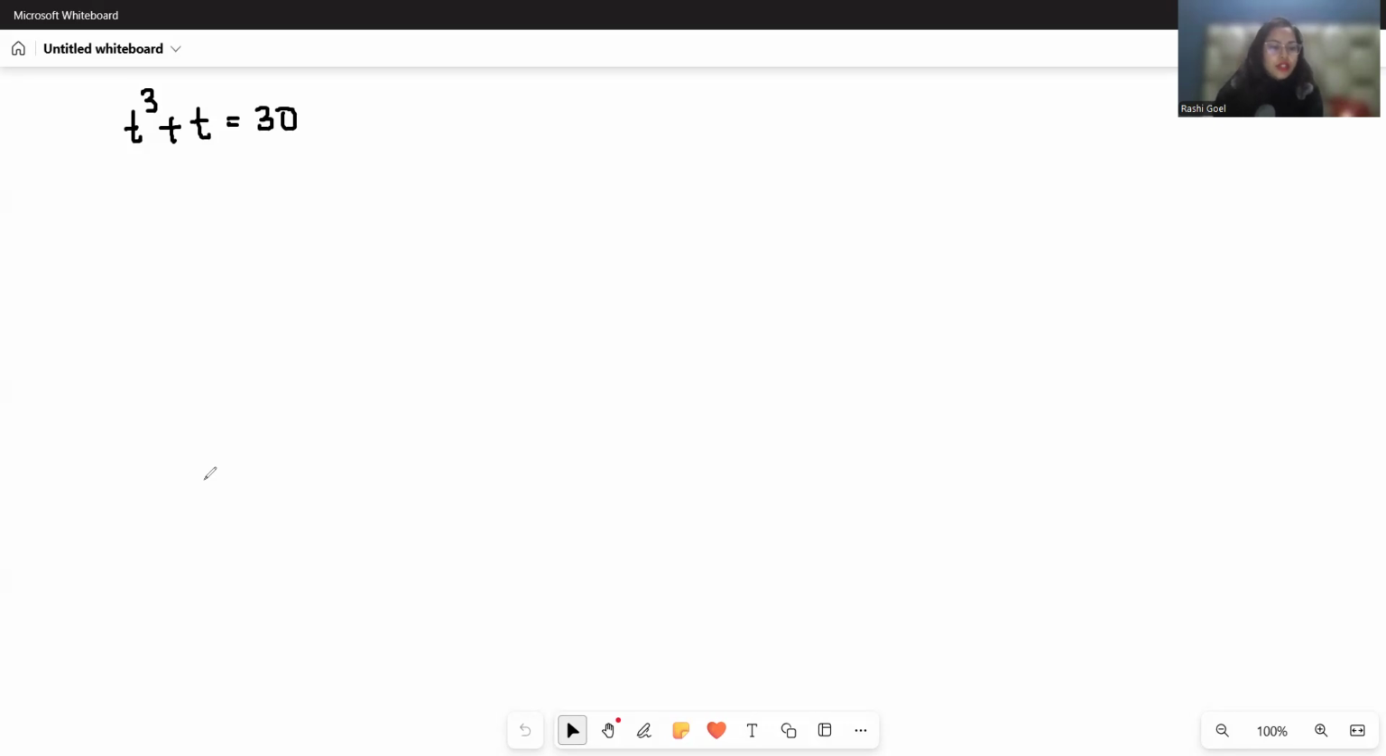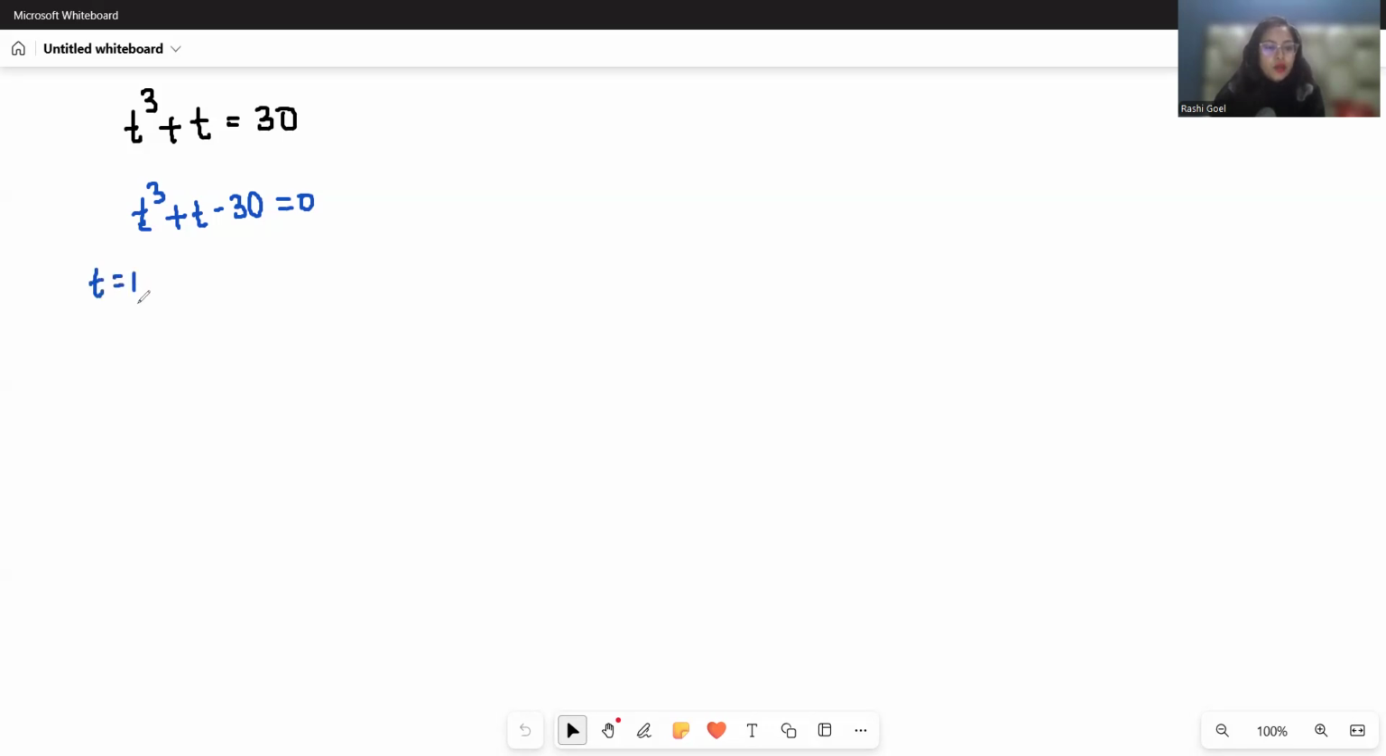So first, rearrange the equation. t cube plus t equals 30. So bring all terms to one side. t cube plus t minus 30 equals 0. Now try integer values. That is a very important concept. For a cubic equation, always try a small integer first.